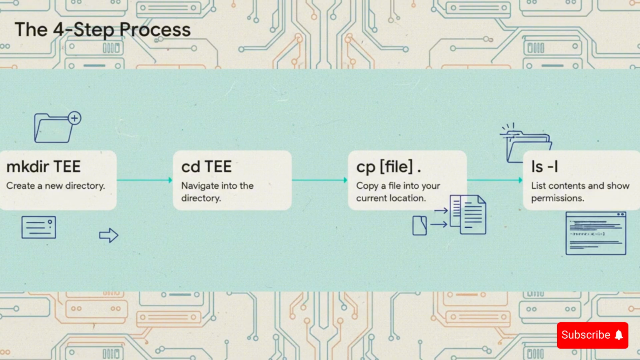First, mkdir makes the new folder. Then cd moves you inside it. Next, you use cp to copy the file. And see that single dot at the end? That is super important. It's a little shorthand that just means copy it right here to where I am now. And finally, ls -l lists everything out so you can see the permissions and prove you did it.